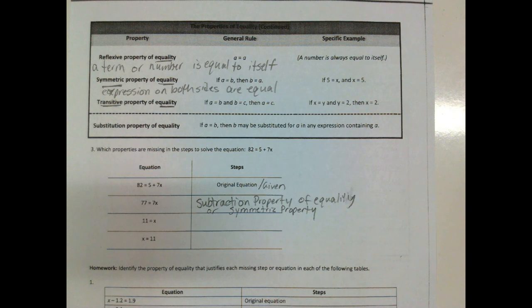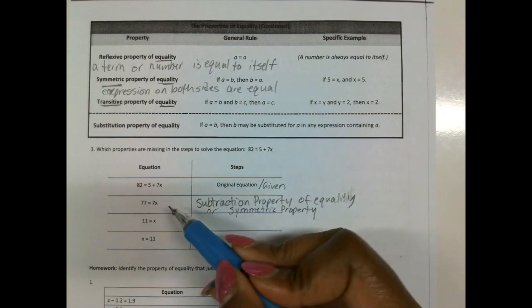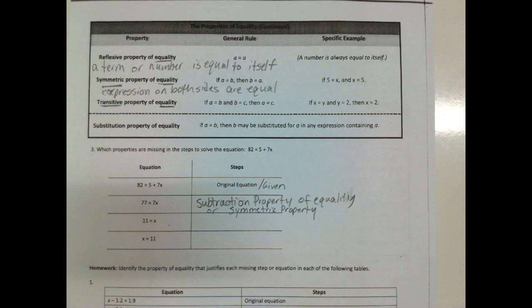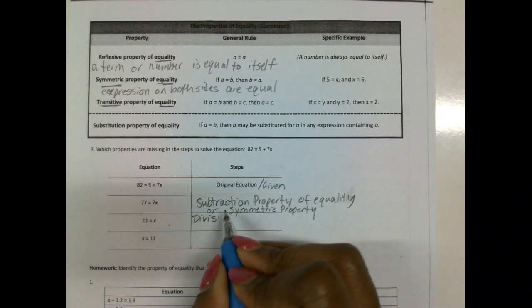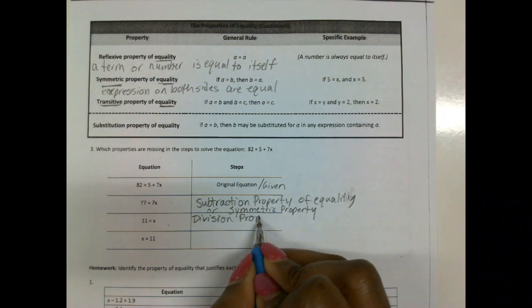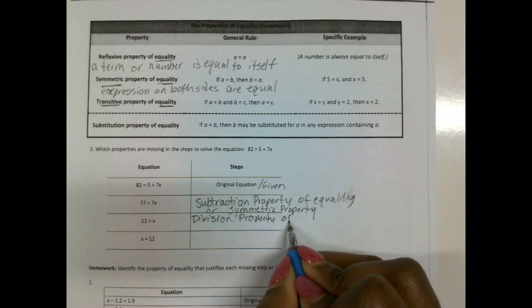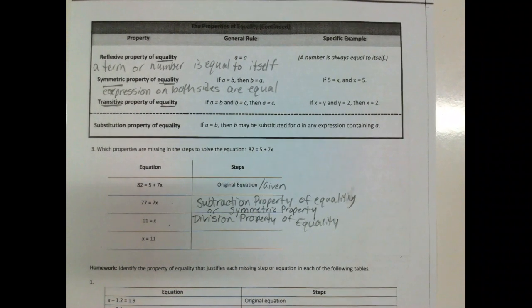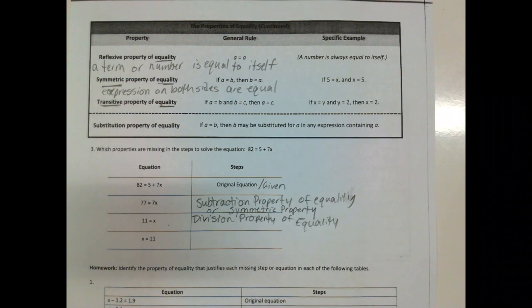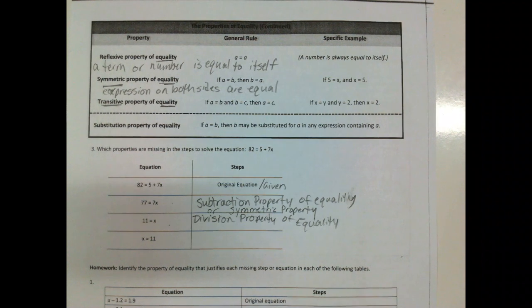Now, what did they do to both sides? To get from this line, the second line, to the third, what did they do? Yes, they divided both sides. Okay, so what property does that illustrate? Division what? Division property of equality.